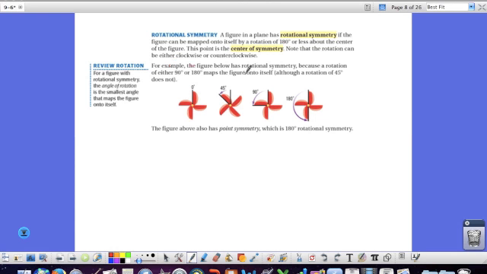For example, the figure below has rotational symmetry because a rotation of either 90 or 180 degrees maps the figure onto itself. So if I just rotate it 45, this is not going to be the same orientation or mapped on the same figure. If I rotate it 90 degrees, it has rotational symmetry. If I rotate it 180, it has rotational symmetry. So as long as I can do a rotation of 180 degrees or less and it maps it onto itself, it's considered rotational symmetry.